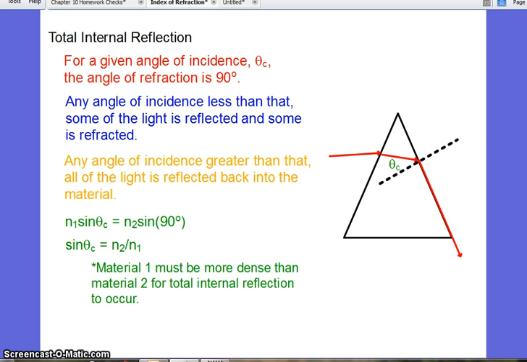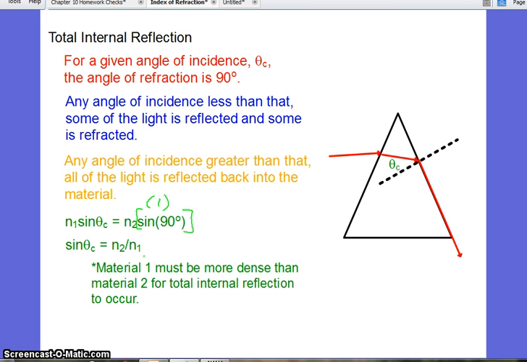Any angle of incidence less than that, some of the light is reflected and some is refracted. Any angle of incidence greater than that critical angle, and all the light is reflected back into the material. And so in Snell's law, we replace the second angle with 90 degrees at that critical angle. And the sine of 90 is 1. So this value here is 1. And so if we rearrange, the sine of the critical angle is the ratio of the index of refraction of the second material divided by the first.